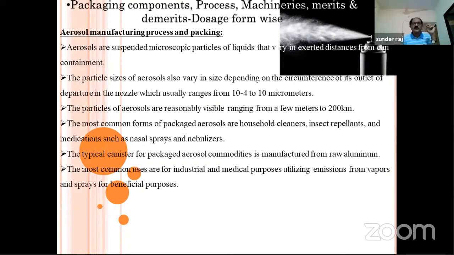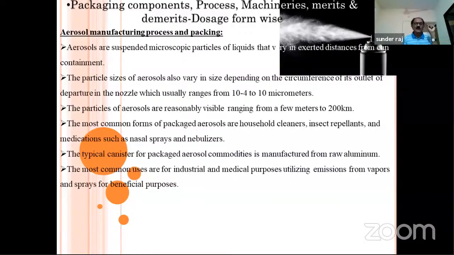They are most important. The most common forms of packaged aerosol are household cleaners, disinfectants, insect repellents, and medications such as nasal sprays and nebulizers. The typical canister or packed aerosol commodity is manufactured from raw aluminum. The most popular container used for aerosols is the aluminum container.